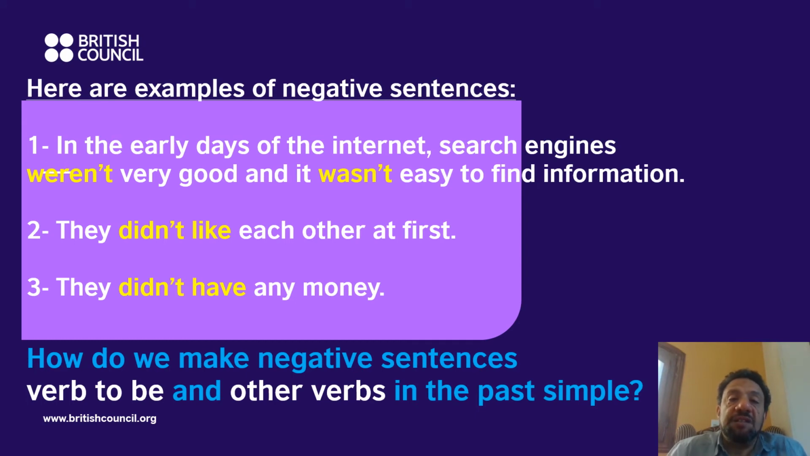Now, here are some examples of negative sentences from the reading. Notice how we make the negatives for verb to be in the past simple, and notice how we make the negatives for other verbs in the past simple. Stop the video, read the sentences carefully, and then go to the next slide.